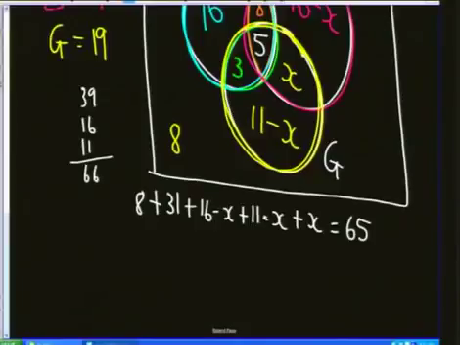66. Just 8, 9, and 16, and 11. 10, 16, okay, 1, 3, 4, 5, 6. So it's 66. So we've got minus x is equal to minus 1. So x is equal to 1. Looks like x is equal to 1.